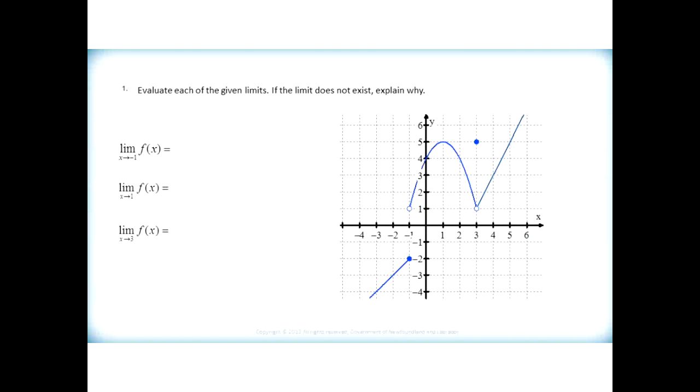Okay, so let's do some test or exam type questions here. This one's very similar to what we've just been doing, which is evaluate each of the given limits.